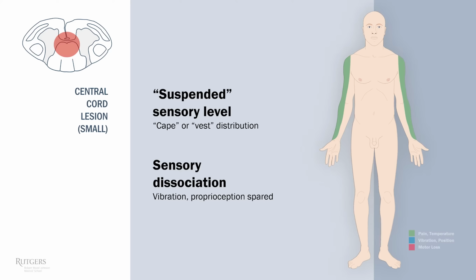By the way, with all the crazy stunts he pulls and all of his neck hyperextension injuries, there's no way that Batman doesn't have a central cord syndrome. He probably uses his cape to cover up his cape-like distribution of sensory loss.